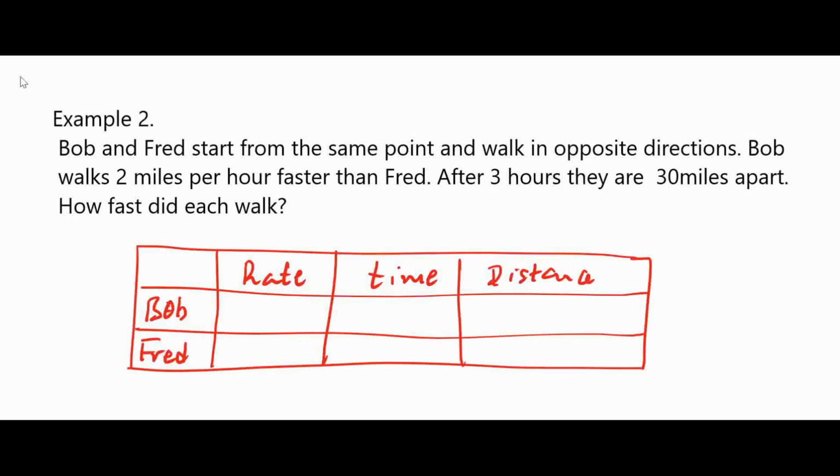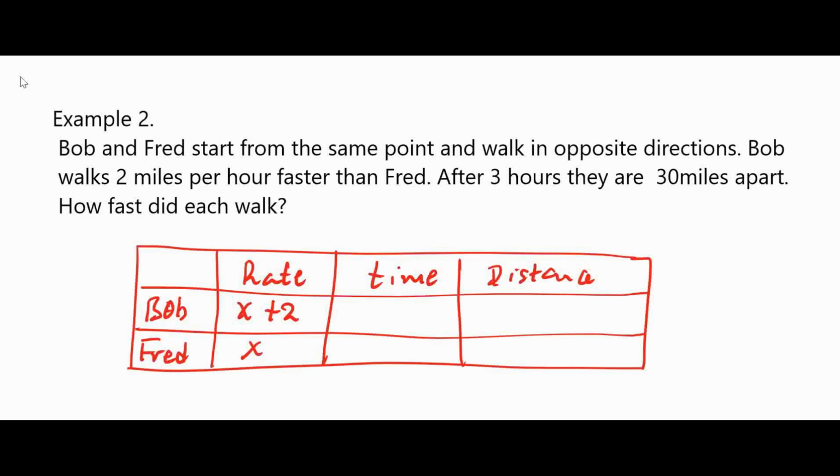Okay, let's look at the question again. Bob and Fred start from the same point and walk in opposite directions. Bob walks 2 miles per hour faster than Fred, so the rate for Bob is 2 miles per hour faster than Fred. So if Fred's rate is x, then Bob will be x plus 2.